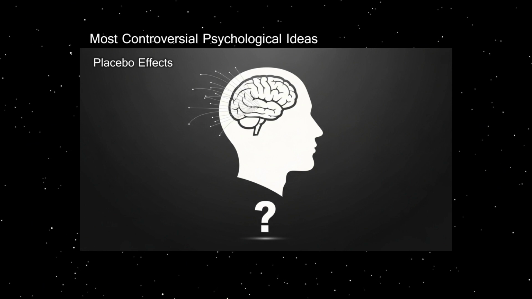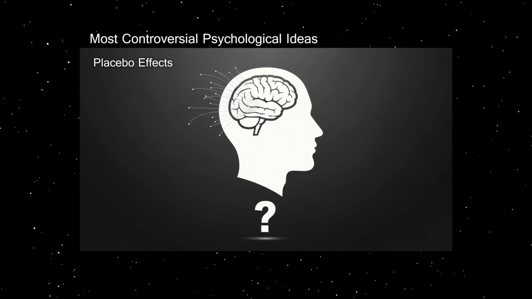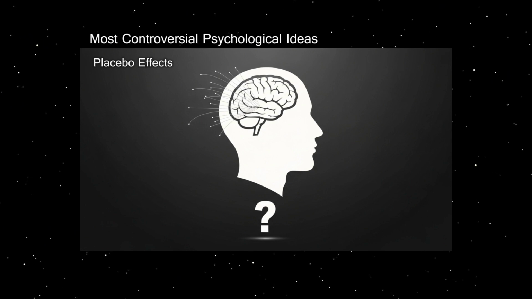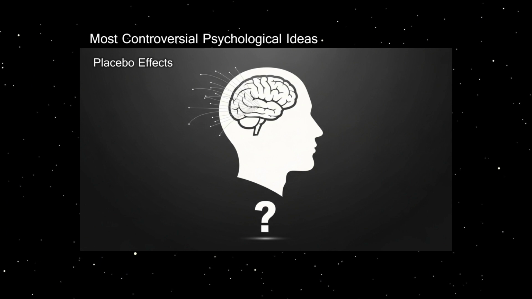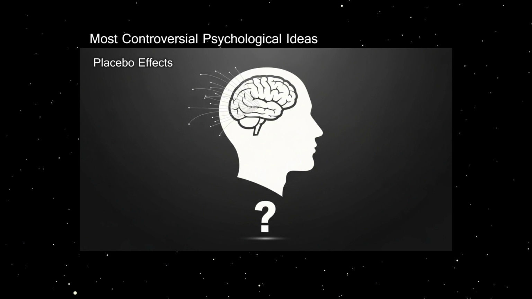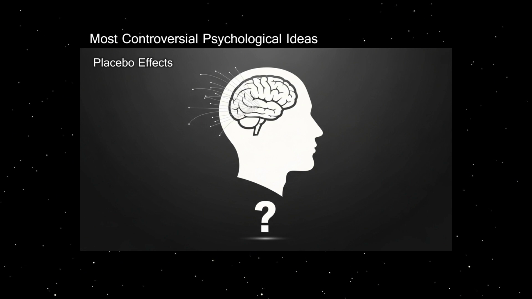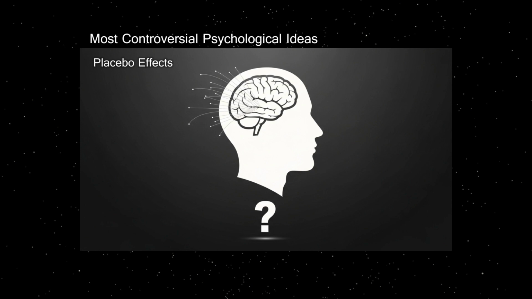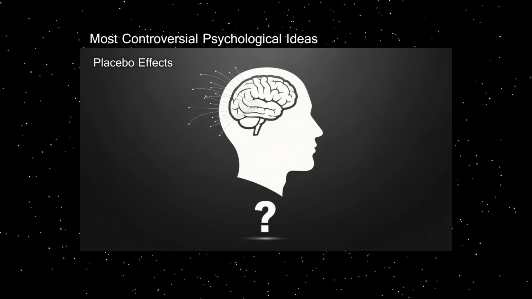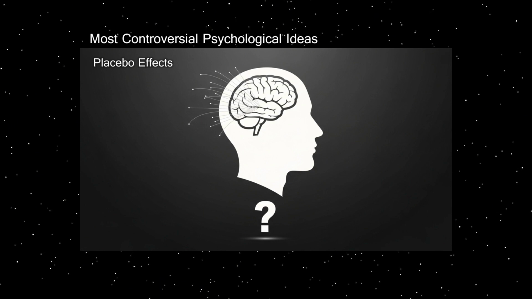How this works is not yet fully understood, but several mechanisms have been proposed. One explanation is classical conditioning. Over time, individuals may have developed a learned association between the act of taking a pill and the experience of feeling better. Even if they consciously know the pill is inert, their body may still respond in a conditioned way.